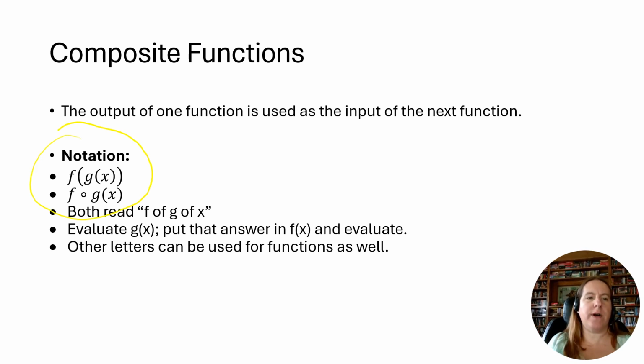So the first one uses parentheses. Both of these are read as f of g of x. What this means is we evaluate that inside function. So we're going to evaluate g of x, and then we're going to put that in f of x and evaluate it. So when we work with composite functions, we work from the inside out. That means the far right, and then expand further out towards the left.